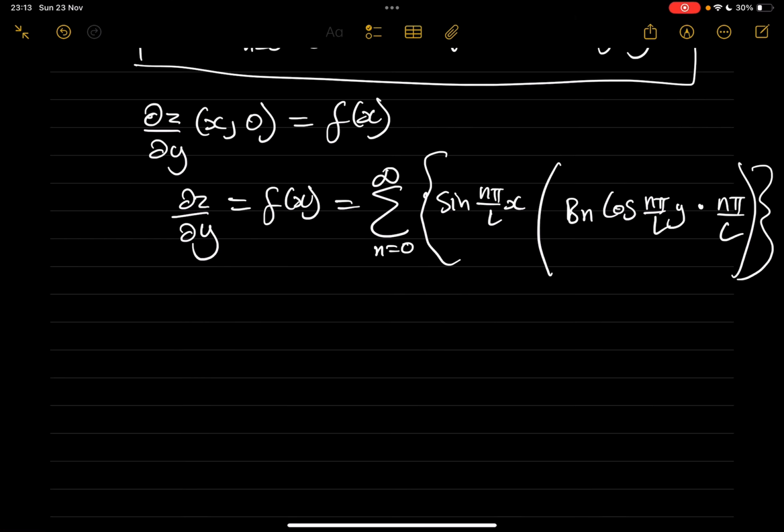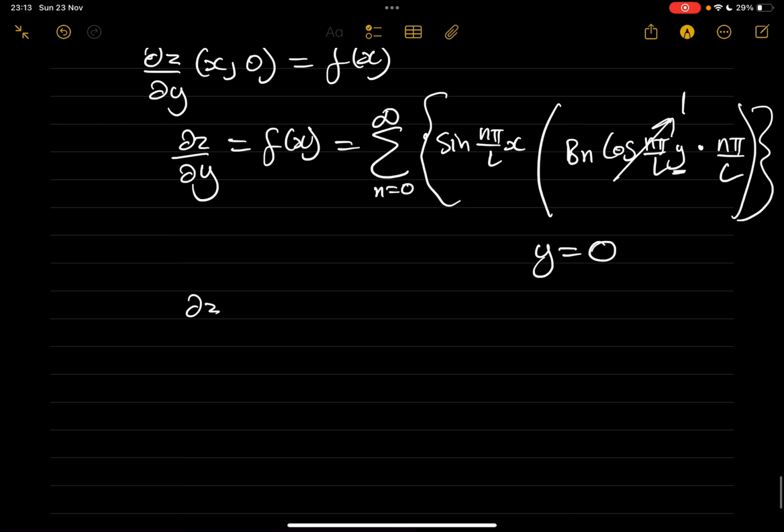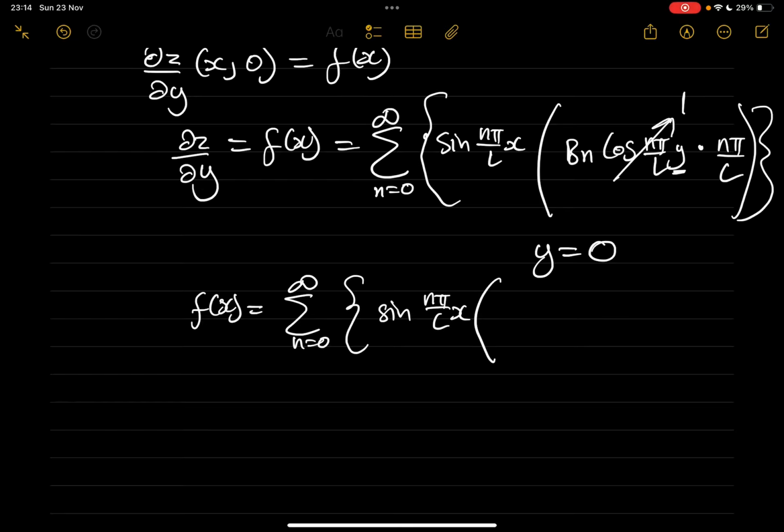And again we are told that y is equal to 0, which means here y is equal to 0. If y is equal to 0, this is going to be 1, right? All of this is going to be 1. So let me just write f of x is equal to the summation to infinity of sine n pi over l x times n pi over l bn.